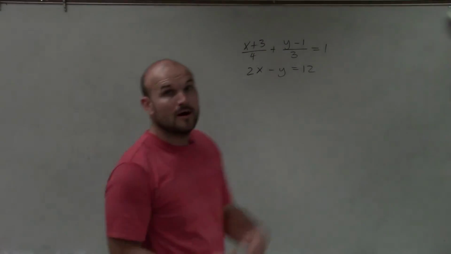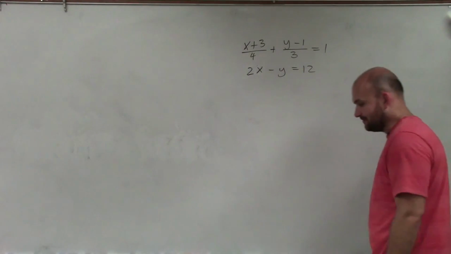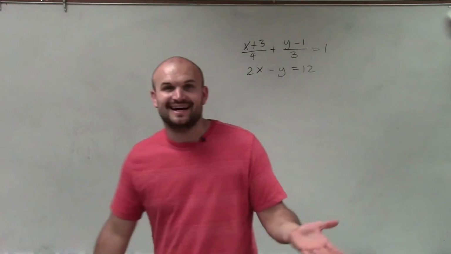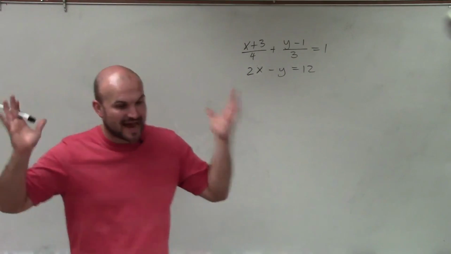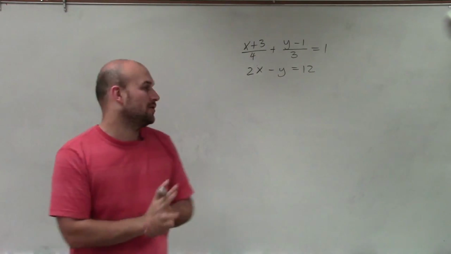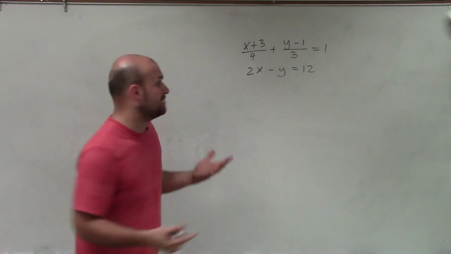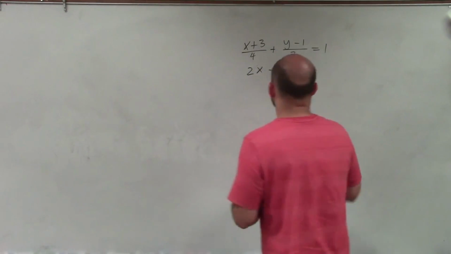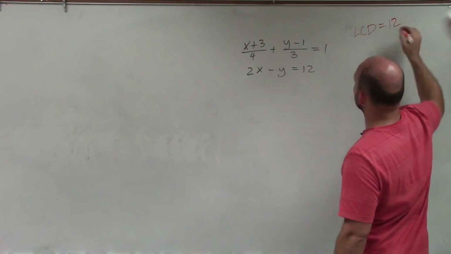Welcome, everybody. So what I want to do, first of all, is solve this by using elimination. And what I want to do first is get rid of these fractions, because I absolutely cannot stand fractions. So why would I want to solve a problem that's going to have these 4 and 3 in the denominator? To do that, I'm going to have to multiply by the LCD of 3 and 4. And the least common denominator that 3 and 4 both divide into is 12.